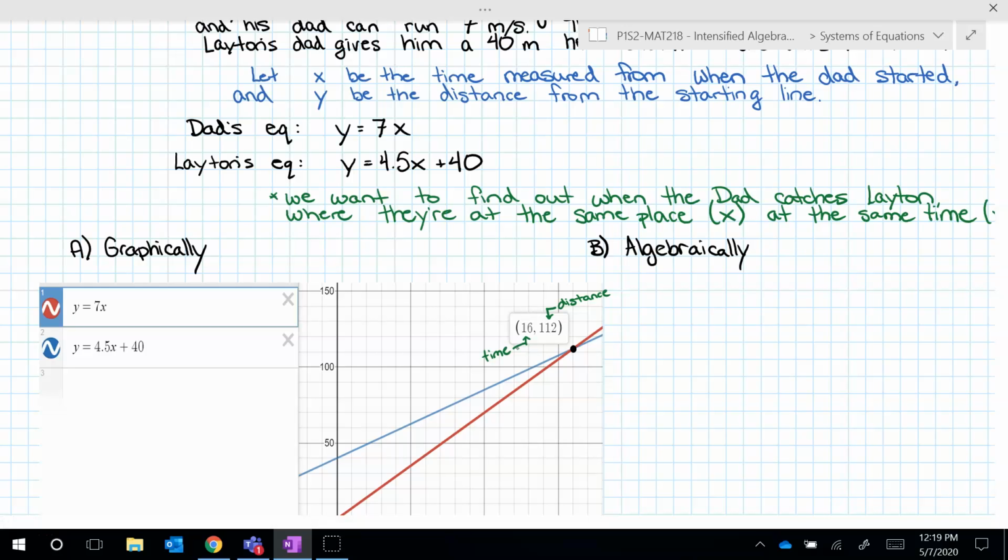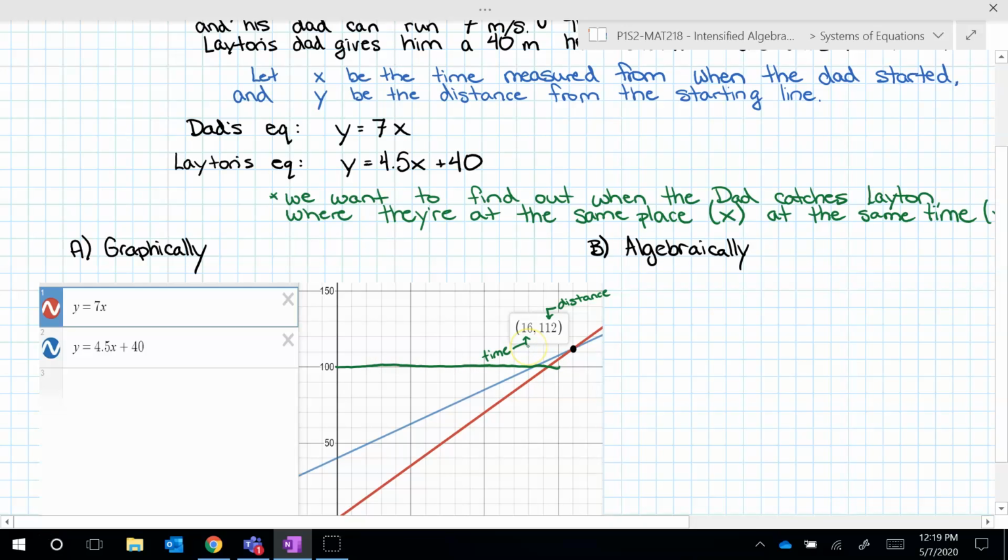What this is telling me is that it took the dad 16 seconds to catch up to his kid. The kid got a head start and was running. The dad took off after the kid was already at 40 meters, but didn't catch him for 16 seconds and at 112 meters. But the race finished at 100 meters. Here's my race being finished.